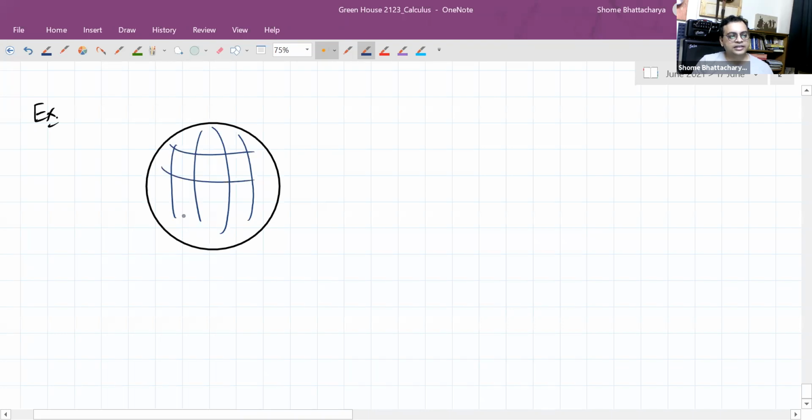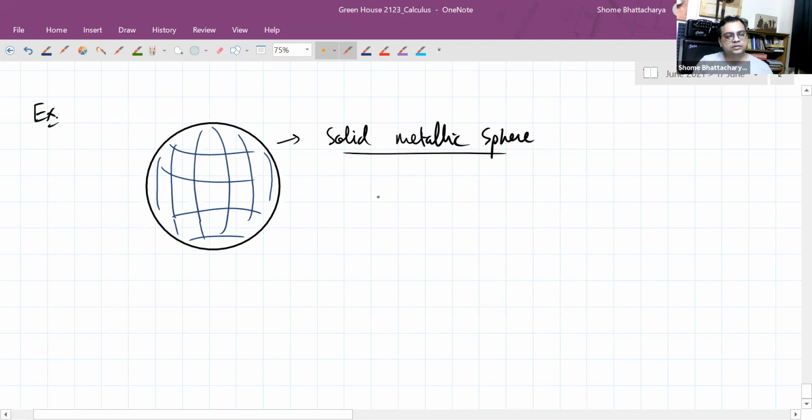Now we are gradually heating this. As you know, all metals expand on heating. So we have to do something about the rate of change of the size of the ball. So this is a solid metallic sphere, and it's being heated slowly.